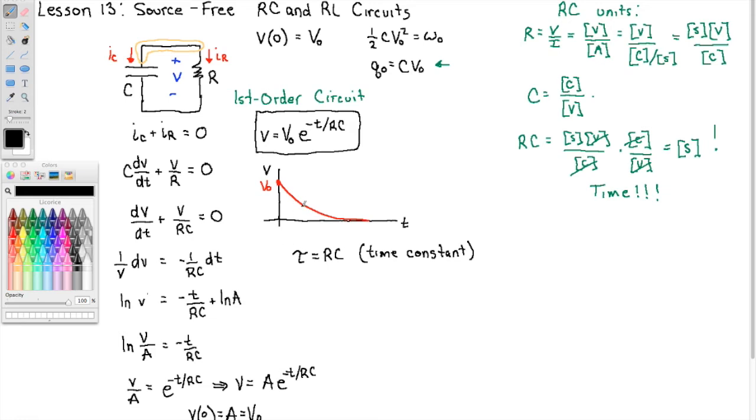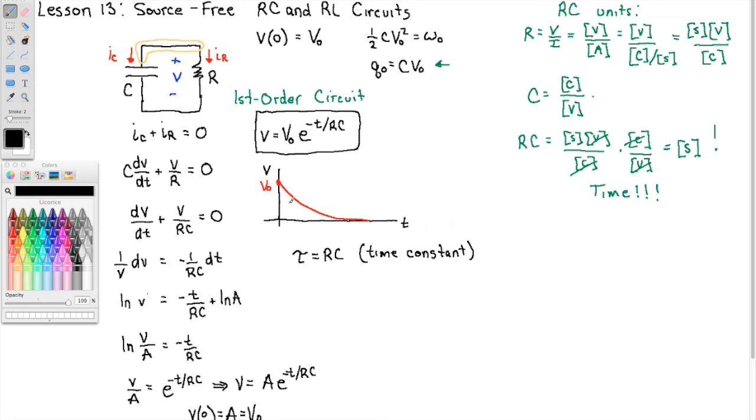All right, so go back to the plot in red. Notice something peculiar here is that the voltage across the capacitor never gets to 0. Okay, it gets closer and closer and closer to 0, but it never gets to 0. So you can't ask the question, how long does it take to get to 0? Because it never does.